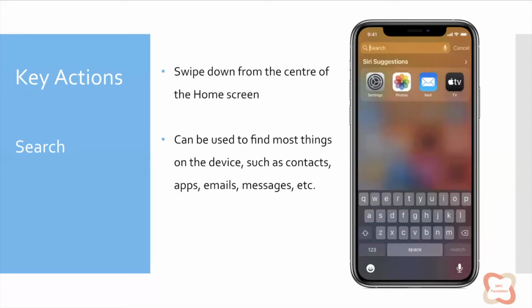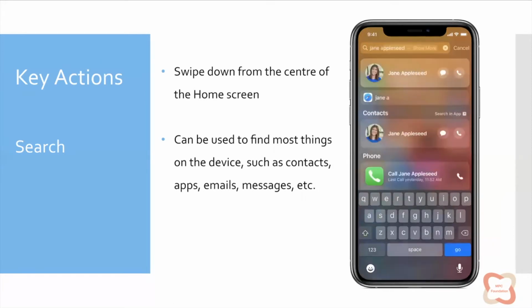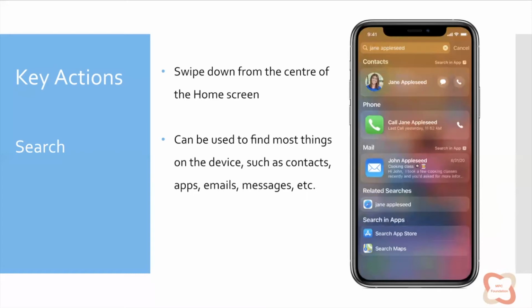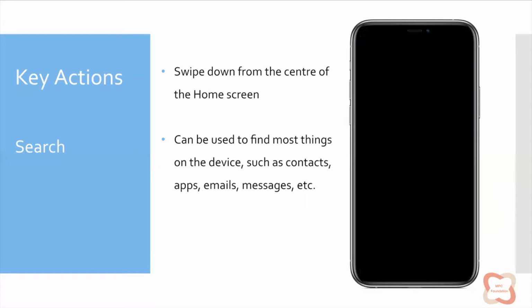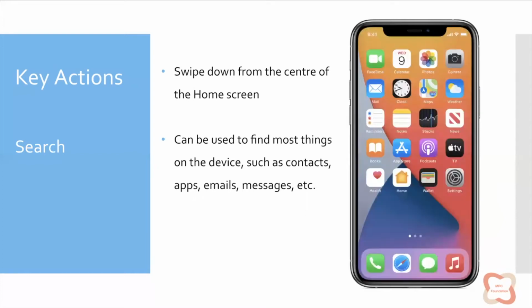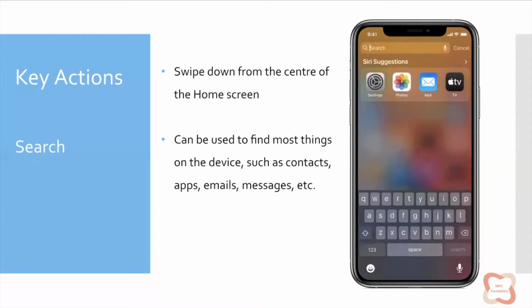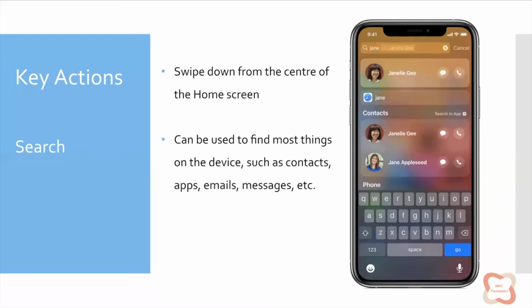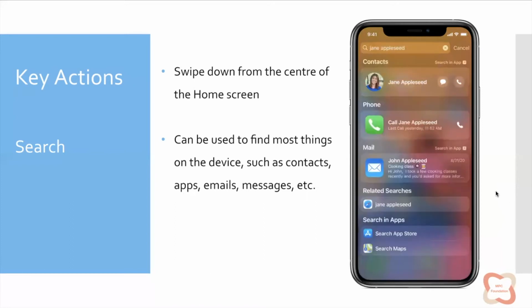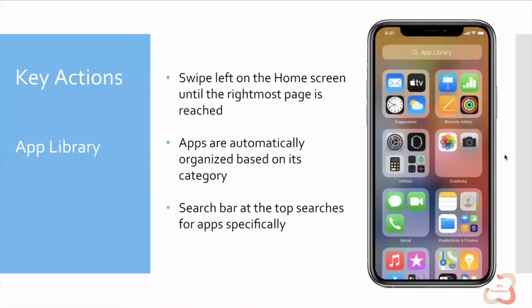Key actions, search. Swipe down from the center of the home screen, not other screens, but the home screen. It can be used to find most things on the device, such as contacts, apps, emails, messages, etc. You can search the app name. You can search the contact name to get the information. It's a really useful thing if you forget how to do something or how to find an app. Next slide.